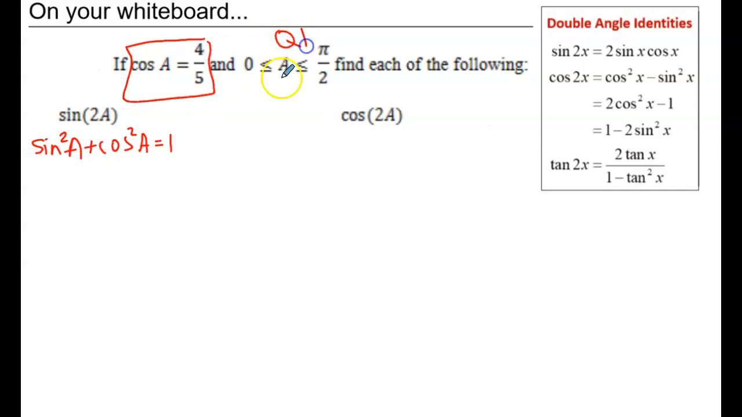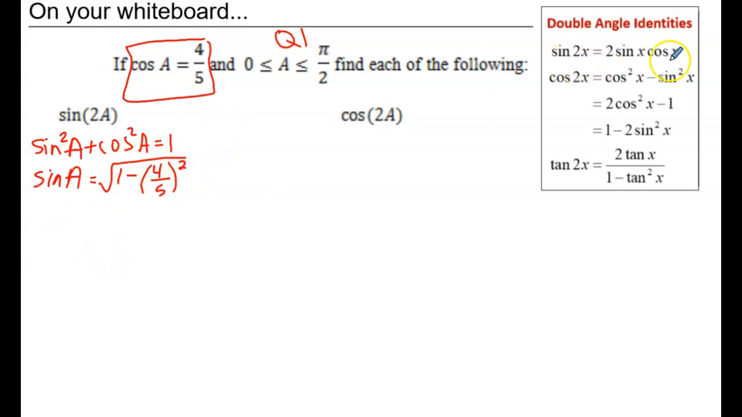We're given the cosine of A, and we know that it's in quadrant 1 where everything is positive. Solving our Pythagorean identity for the sine of A, we would subtract the cosine squared A from 1 and then square root both sides, but instead of a plus or minus, since we're in quadrant 1, we're going to keep the plus. So that's going to be 1 minus the cosine squared of A, and we were given that cosine of A is 4/5. So we'll substitute that in for the cosine of A and then square it.